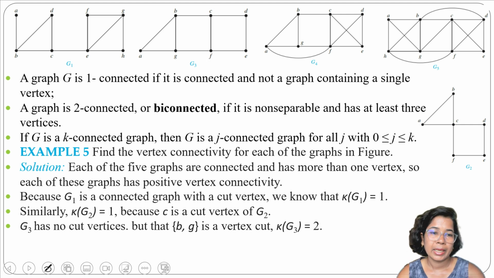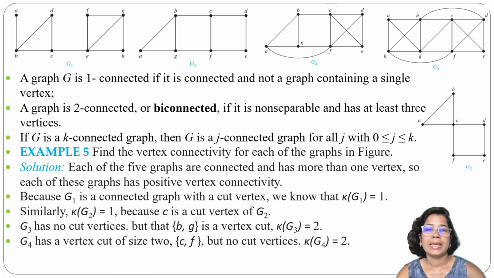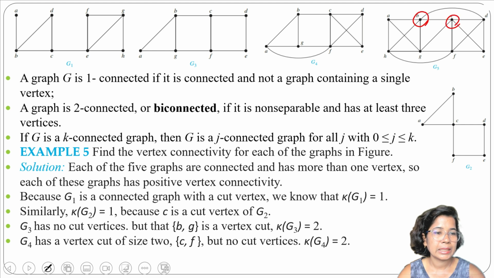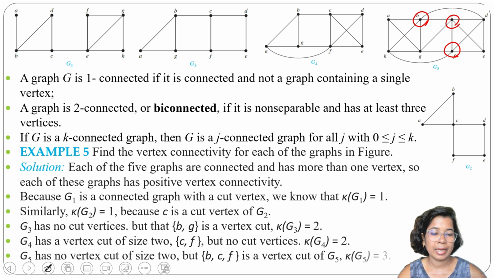Next, G4. In the case of G4, if you remove C and F, it will make the graph disconnected. Hence, K of G4 equals 2. It's a 2-connected or biconnected graph. Removal of two vertices makes this graph disconnected. In G5, there are no two vertices whose removal will make this graph disconnected, but we can remove three vertices, like B, C and F. When we remove B, C, F, it will make the graph disconnected. That's why K of G5 equals 3. It's a 3-connected graph.